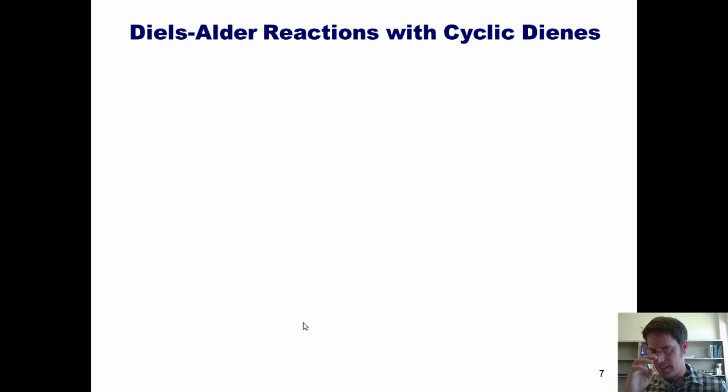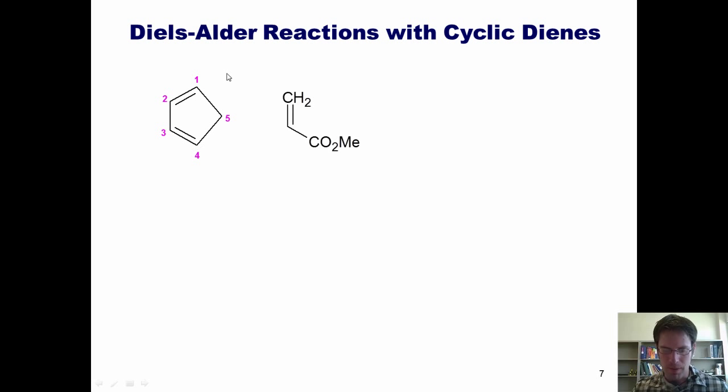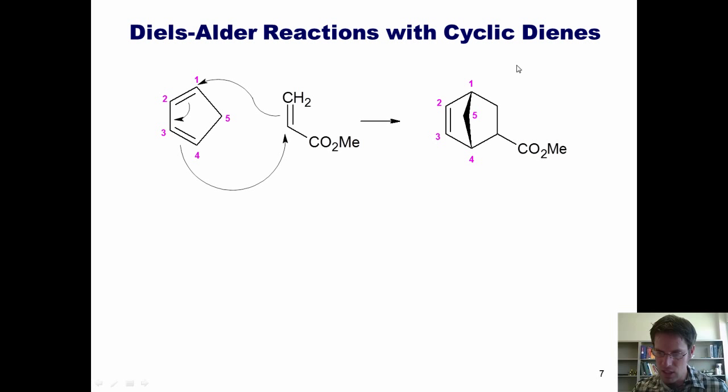Diels-Alder reactions of cyclic dienes give particularly interesting products. For example, if we take cyclopentadiene right here and treat it with this dienophile, then, like all of our Diels-Alder reactions, these electrons flip out here, forming a bond with carbon 1. These electrons swing over here to form a carbon-carbon double bond between 2 and 3, and these electrons flip out here to form a carbon single bond between here and carbon 4. That ultimately provides this product.